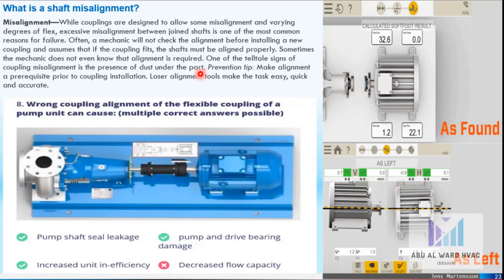So wrong coupling alignment of the flexible coupling of a pump unit can cause multiple issues. We have 3 answers possible for this question: pump shaft seal leakage, pump and drive bearing damage, increased unit inefficiency.